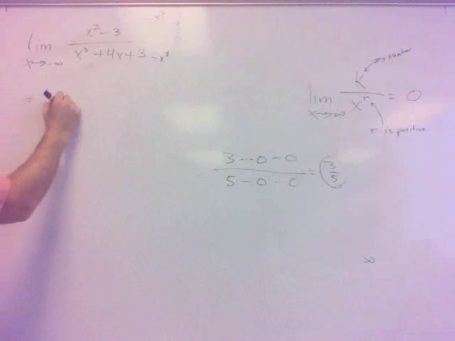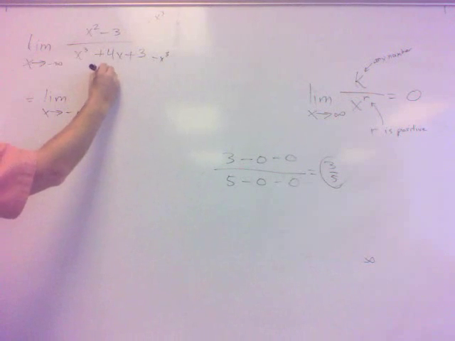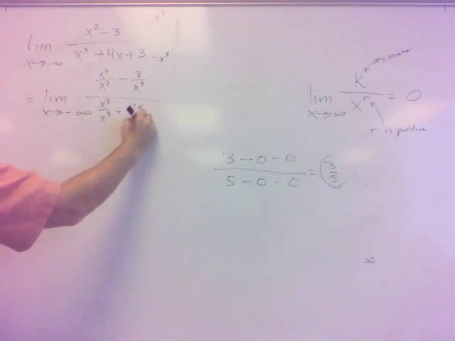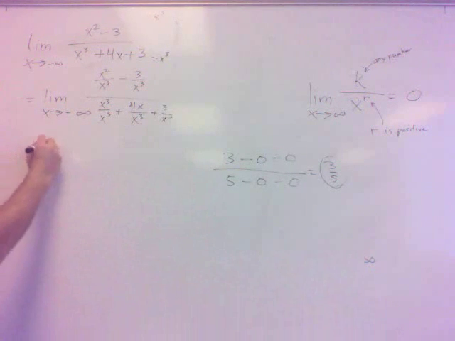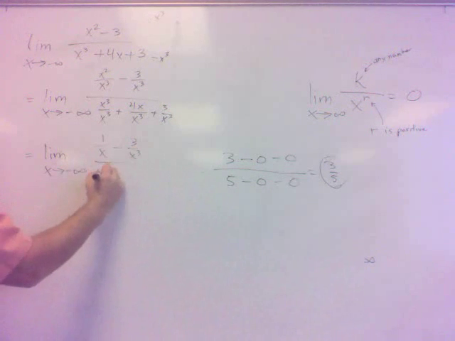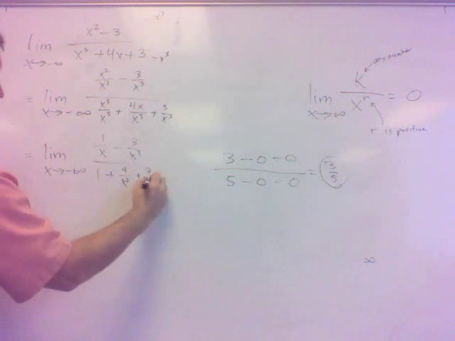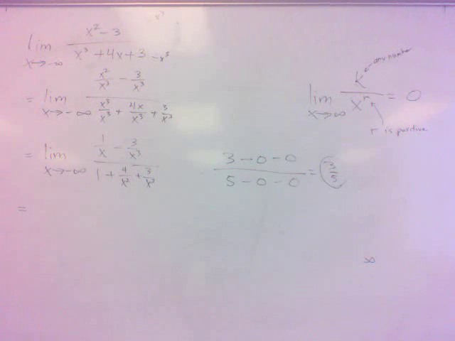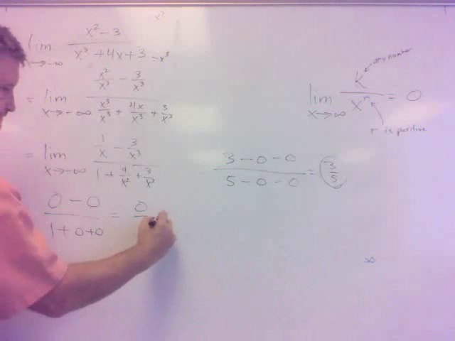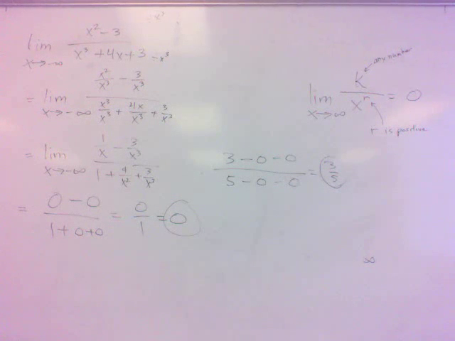What does that get me? Well, that gets me the limit as x goes to negative infinity of x squared divided by x cubed minus 3 divided by x cubed, and then the bottom, same thing. That gets me the limit as x goes to negative infinity of 1 over x minus 3 over x cubed, over 1 plus 4 over x squared plus 3 over x cubed. The things over x all go to 0, so this is 0 minus 0 over 1 plus 0 plus 0, isn't it? What does that get you? Is that okay? Yeah. That limit's going to be 0. So in this case, you wind up with 0 over 1, which is still 0.